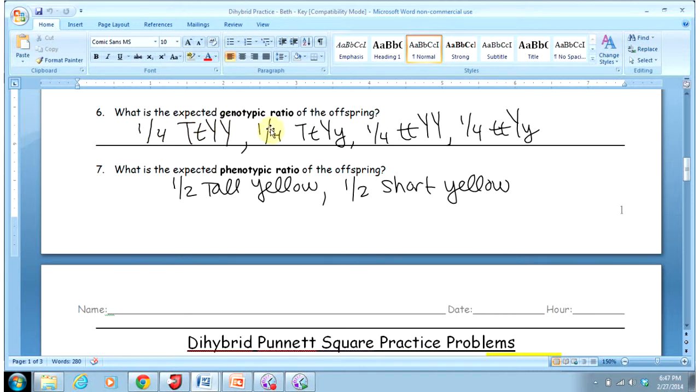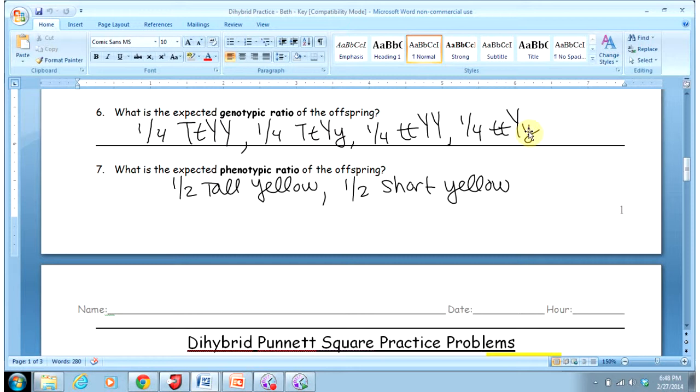4 out of my 16, or 1 out of 4, were big T, big Y, little y. A quarter, 4 out of 16, were little t, big Y, big Y. And a quarter, or 4 out of 16, were little t, big Y, little y.